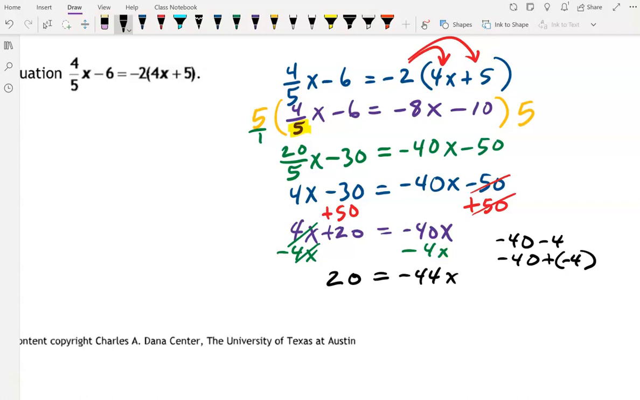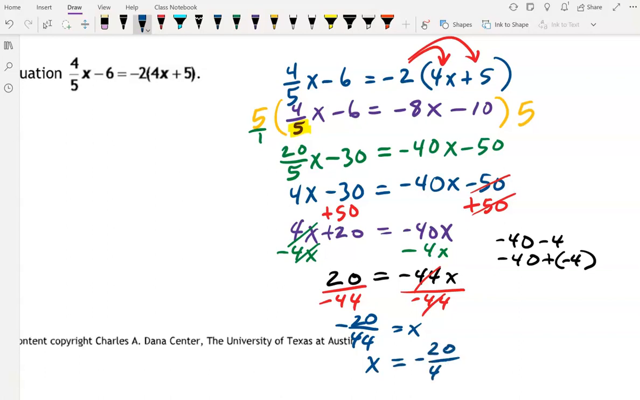x. Beautiful. Now, at this point, I can just divide by the coefficient of x, which is negative 44. And those two go away, and that leaves me with just x over here and negative 20/44, because I can't neatly divide 20 by 44. I can leave that as a fraction. I'm going to turn this around because I hate having my variable on the right-hand side. It just drives me crazy. Maybe it doesn't drive you crazy, but it does me.